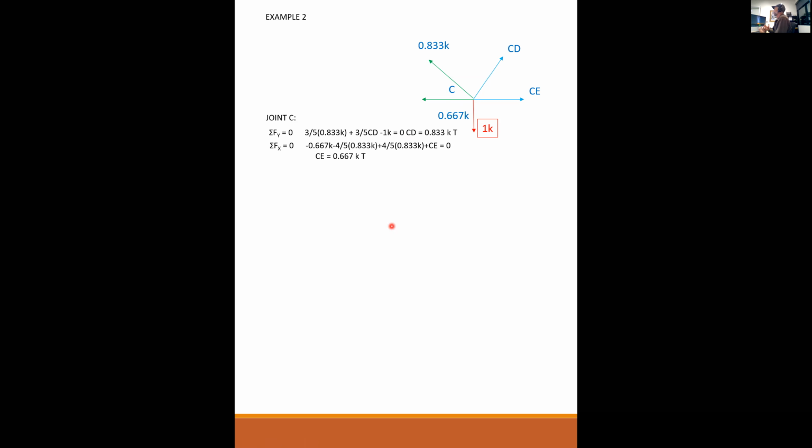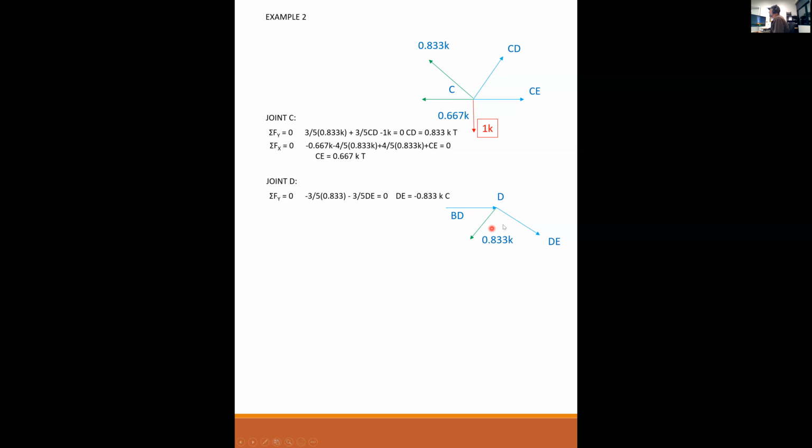And of course, it would make sense that under the virtual loading, the truss is symmetrically loaded. So you should be seeing a mirror image of what you solved for on the first half. And that's what we get also. CE comes out to 0.667 kips in tension. I move up to joint D.